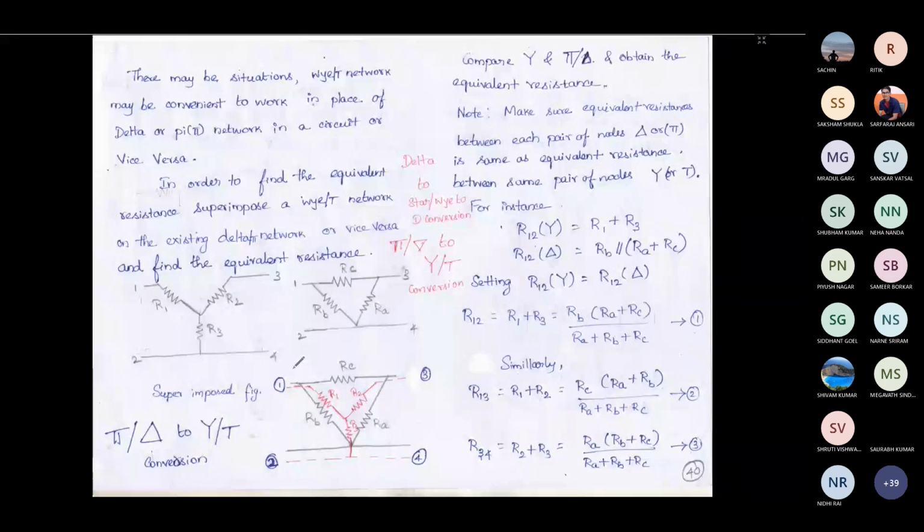So here we are going to find the equivalent resistance. Consider this circuit. In this circuit we are going to convert that to a delta connection. Now for this, we are going to find the resistance across the terminals 1 and 2.